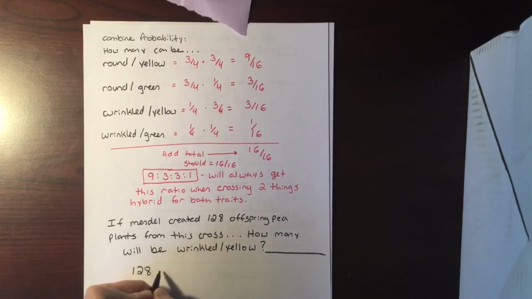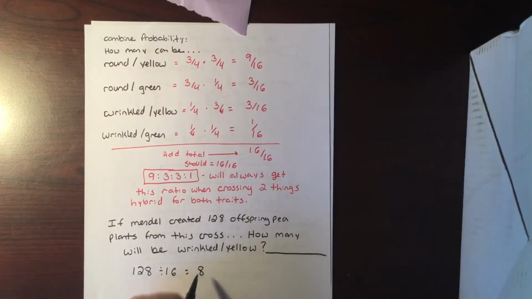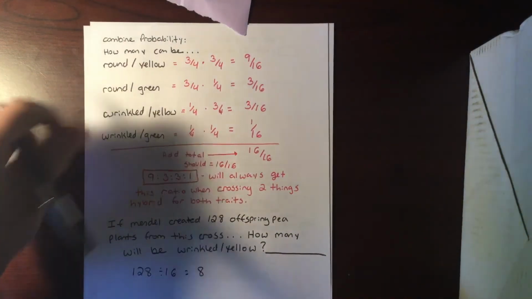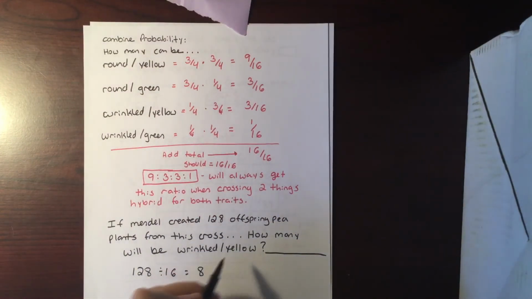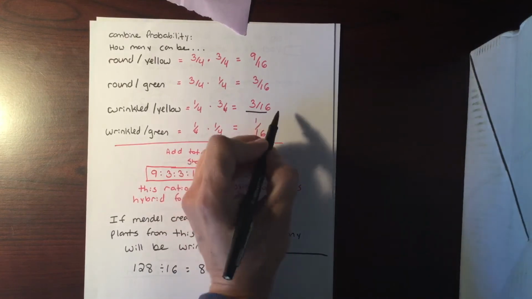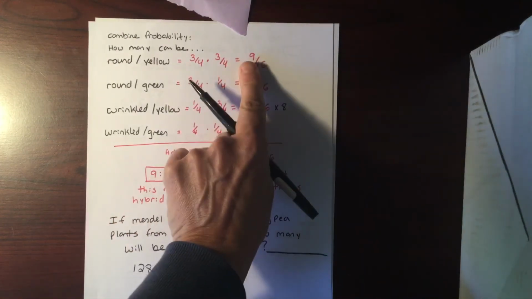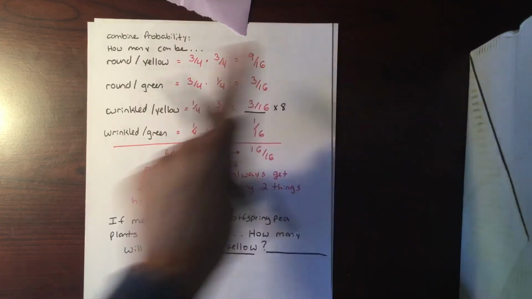So let's take 128 and divide it by 16. And I know that basically is going to give me 8. So I'm doing this kind of 8 times. So if I'm looking for wrinkled and yellow, which is this number right here, I'm going to times it by 8 instead of just the regular 1 section of it. I'm making 8 times the amount of it.